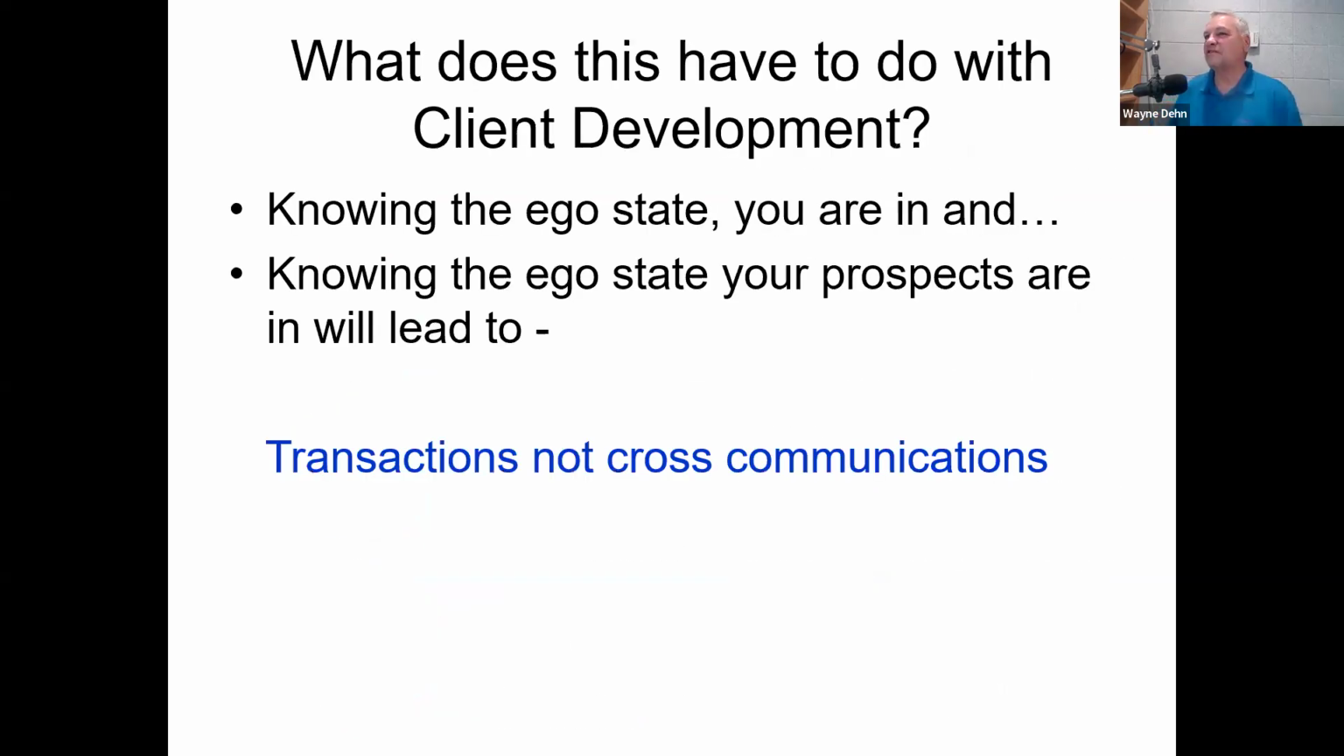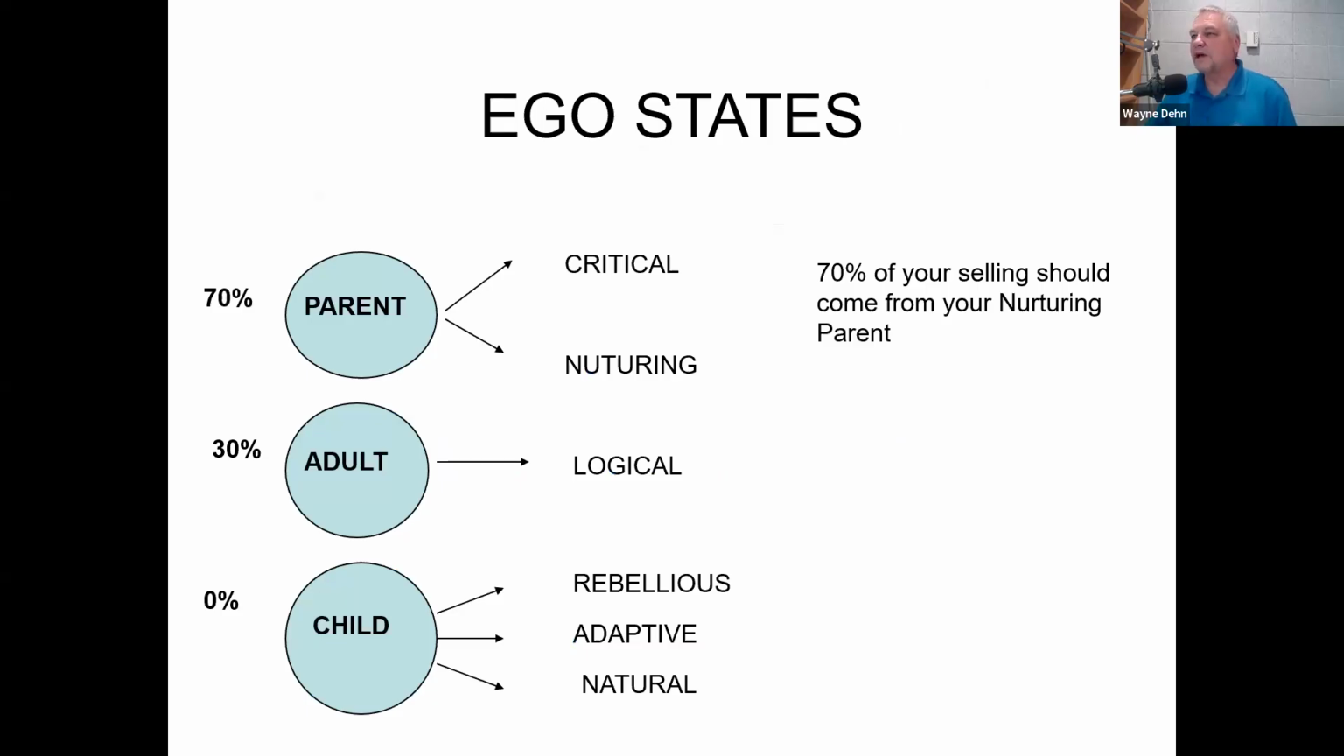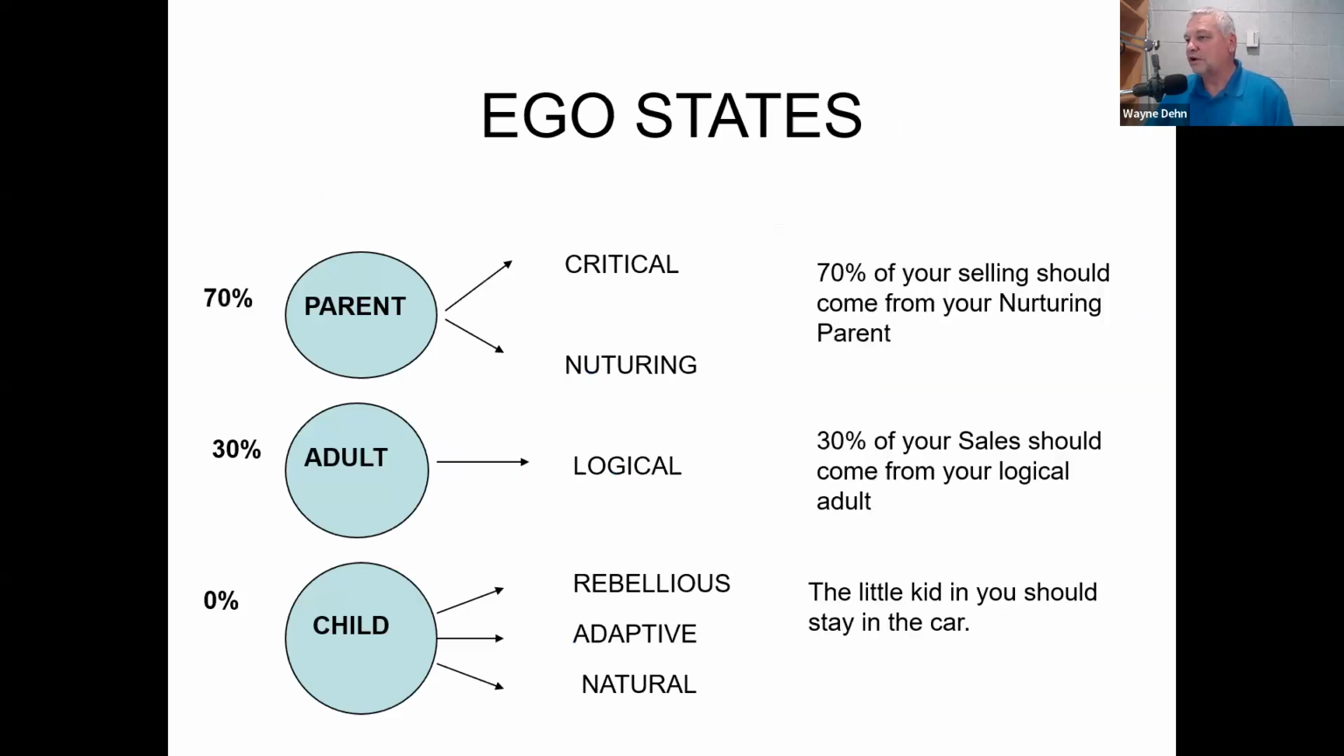And again, what does this have to do with child development? I've rapidly gone through a lot of these slides because I want to get to the point where I can analyze your scores if some of you had them. But if you think about it, 70% of your selling should come from nurturing parent, and only 30% should come from the logical adult. And the little kid in you should stay in the car. In sales, the rebellious or adaptive or natural child should not be a part of our communications with a prospect or a client. It should come from nurturing parent, logical adult, and the little kid should stay in the car. And then I always add the joke, obviously with the windows cracked.